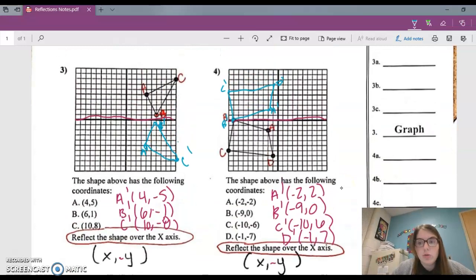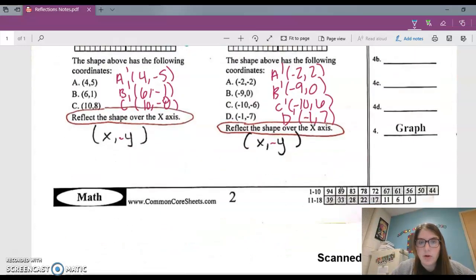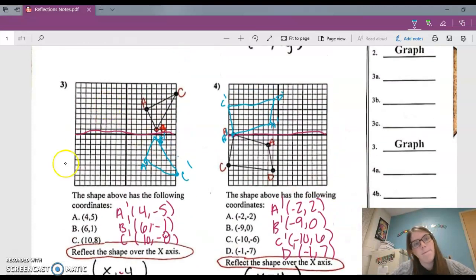So what I would like you to do is go ahead and flip this over and work on the back of the worksheet, and that's going to be your exit ticket for today. Thank you.